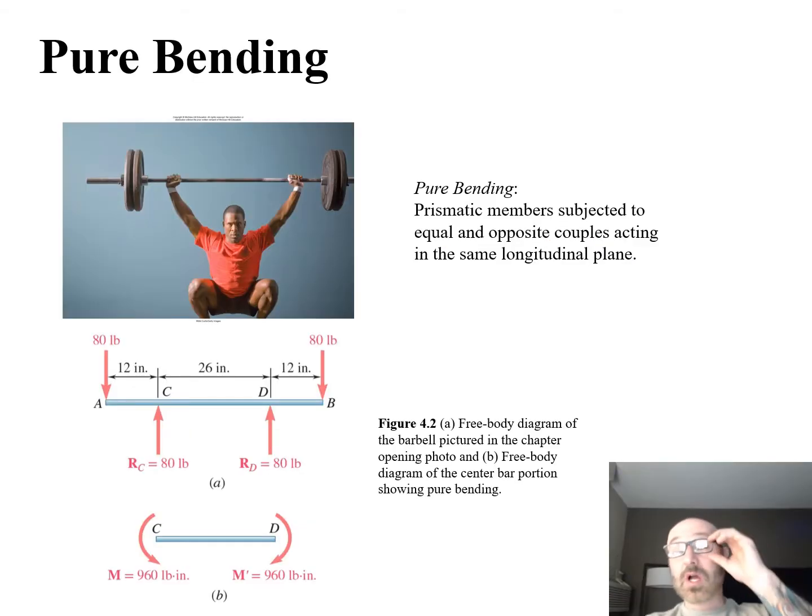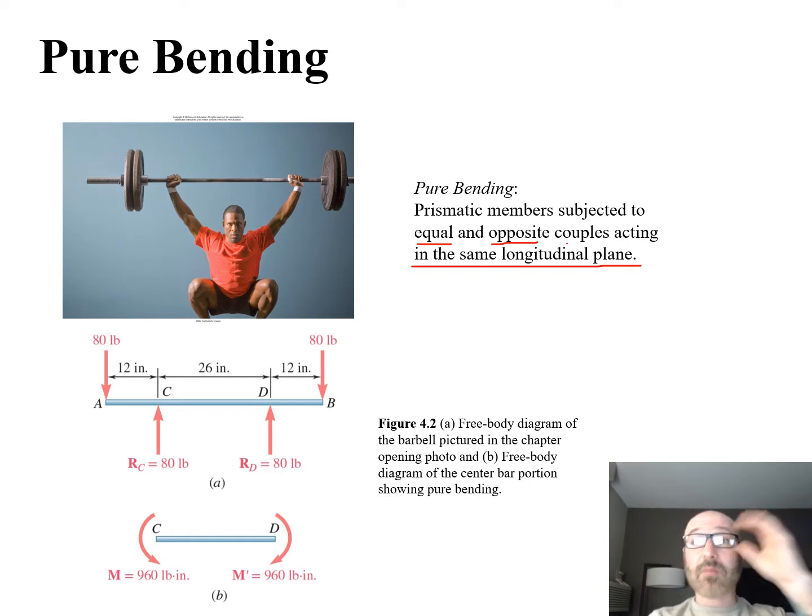So as we get started, we're going to take a look at pure bending. What is pure bending as we jump into chapter 4 in our textbook here? Well, pure bending is prismatic members subjected to equal and opposite couples acting in the same longitudinal plane. So we can see over here we have a diagram that we develop from an image right here.